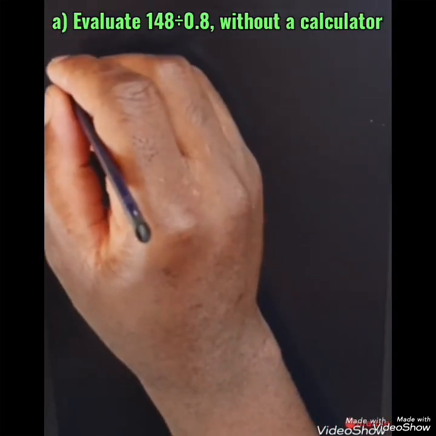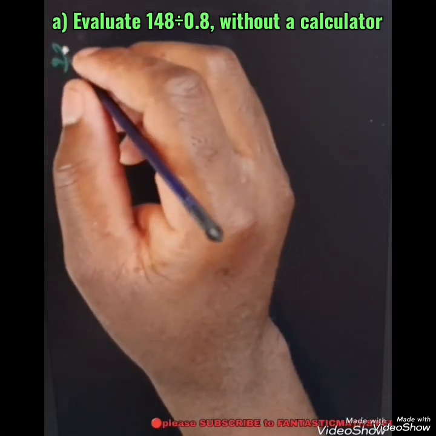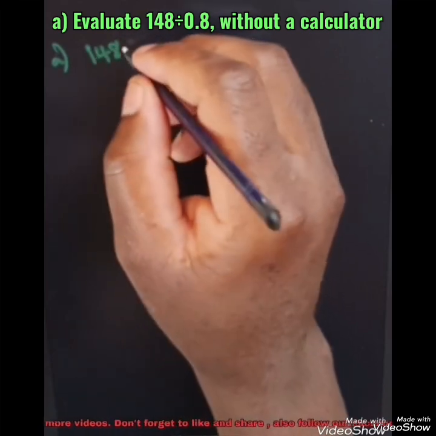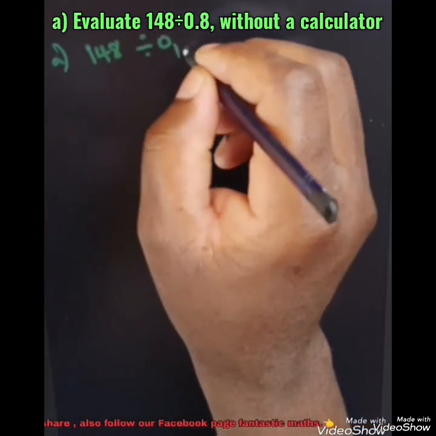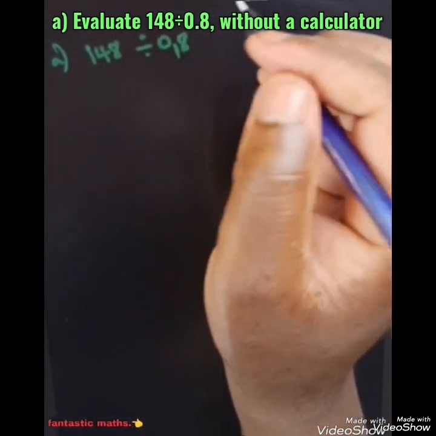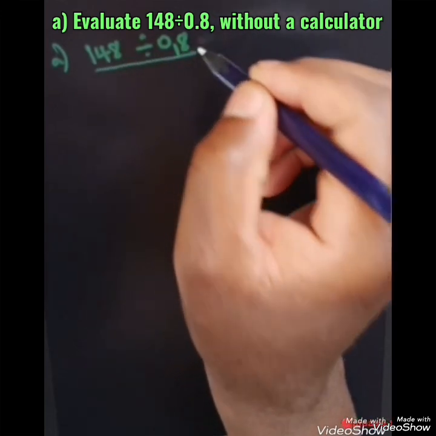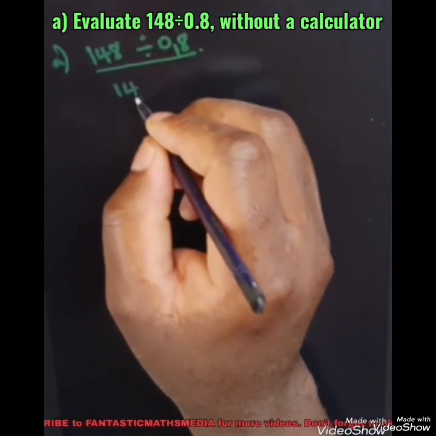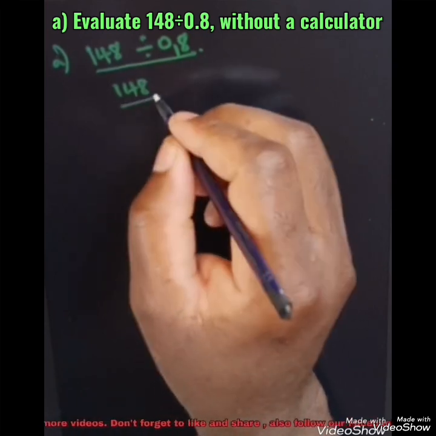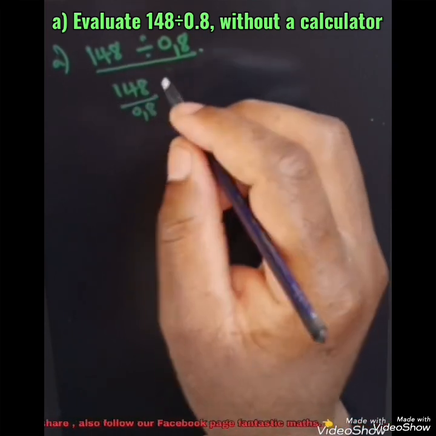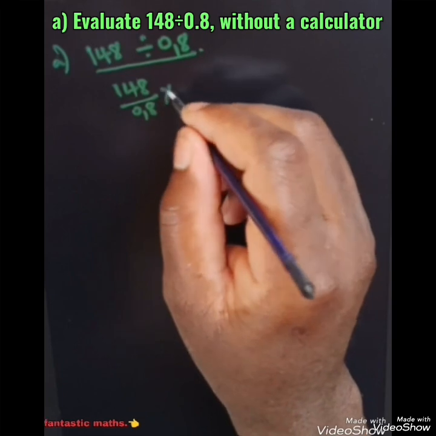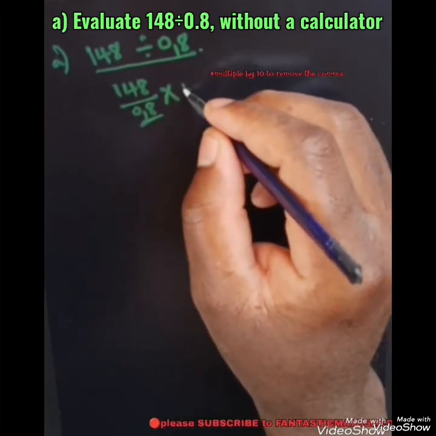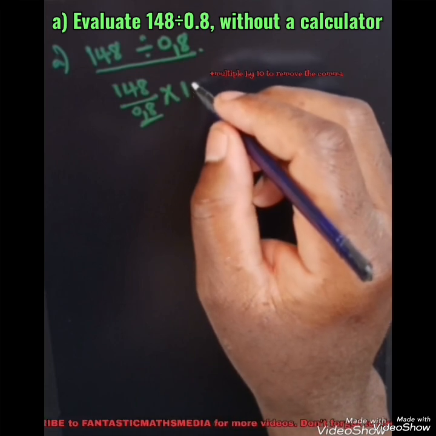Okay, part A of number 1. Evaluate 148 divided by 0.8 without a calculator. So we need to evaluate this without the aid of a calculator. First of all, we have to rewrite this as 148 over 0.8. We need to remove the decimal point by multiplying both the numerator and the denominator by 10.